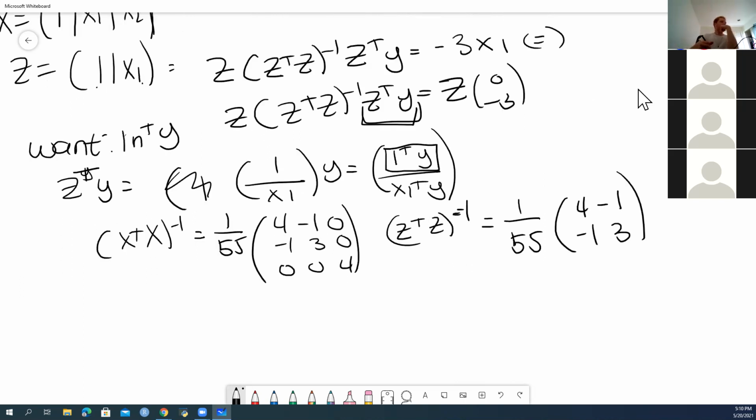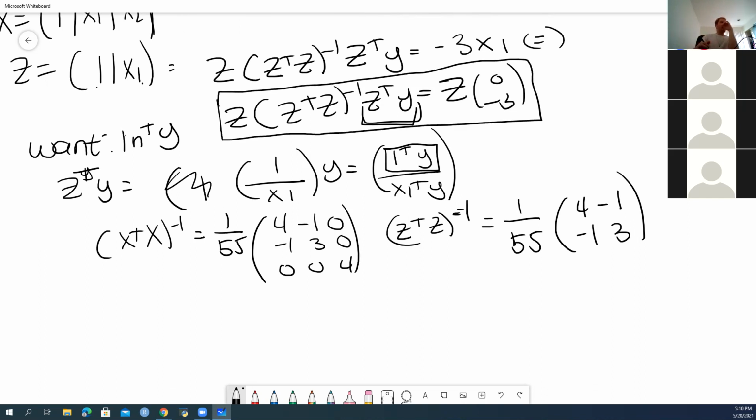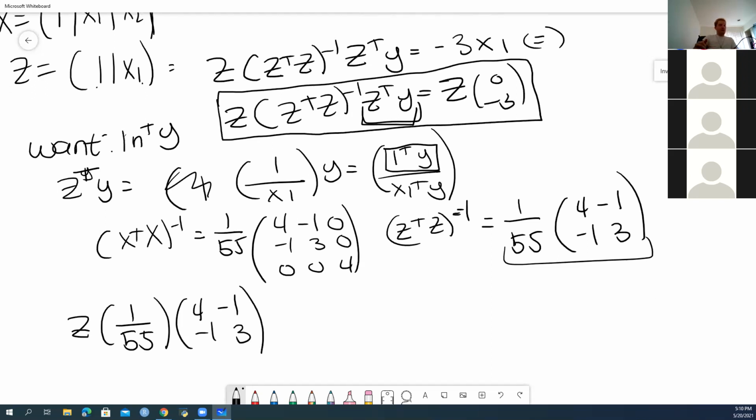Therefore, again, sorry if this work is messy. Feel free, if you're confused about what I'm doing, let me know. So let's rewrite this expression with everything we know. We can say, okay, well, z times z transpose, the inverse, which I just said is this, so 1 over 55 times [4, -1, -1, 3]. And then remember, z transpose y is a vector, and it looks like this.